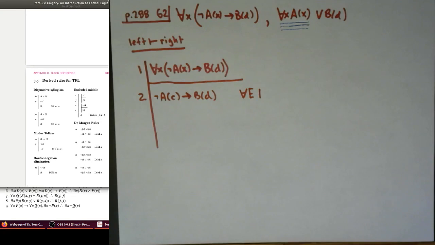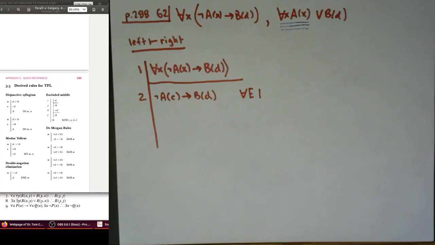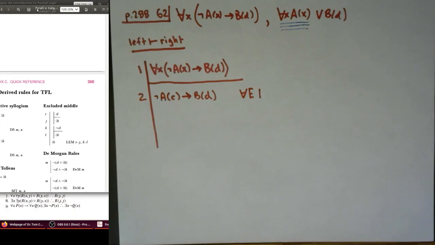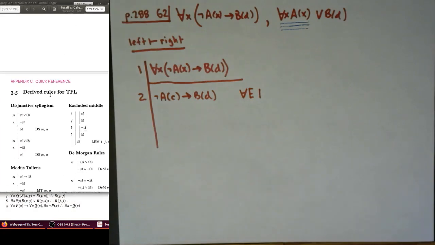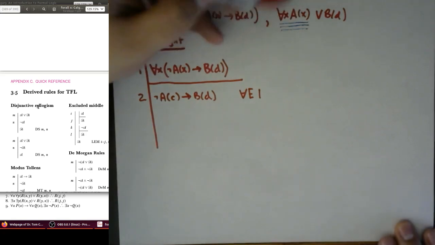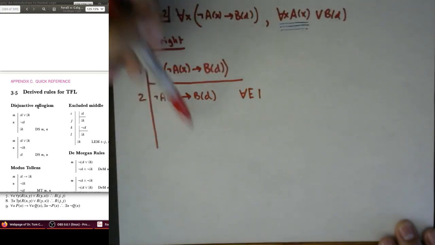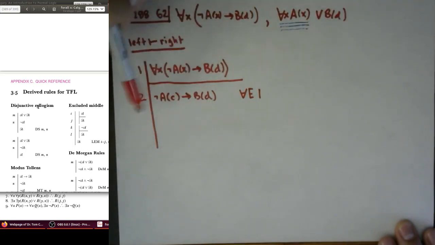If you look at the rules we have to work with, only some of them even seem applicable, right? What I want to do is get either for all x A of x or B of d to appear down here. Then I can OR the other one on.